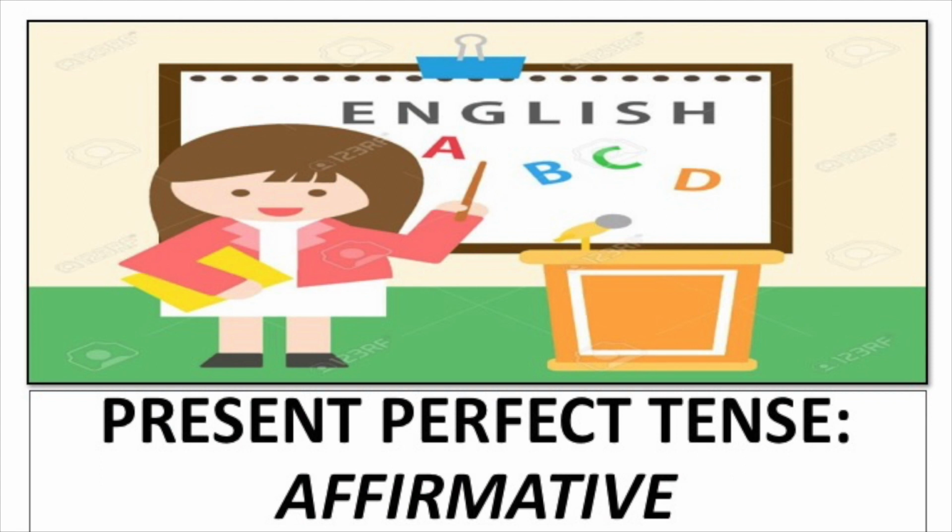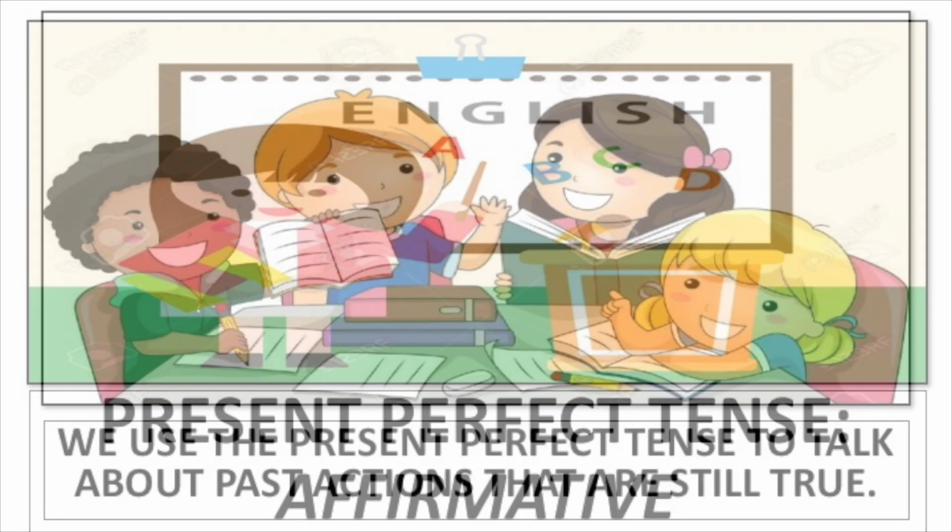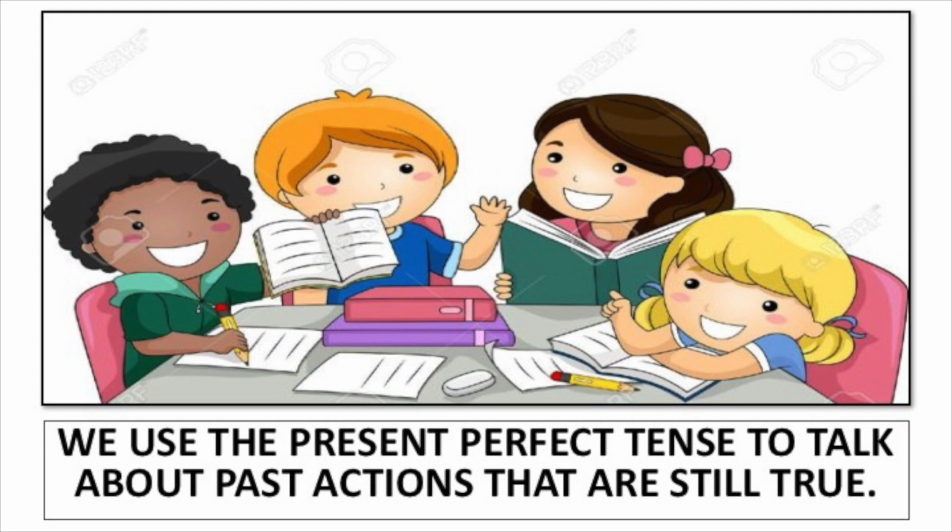So let's take a look at our PowerPoint presentation about present perfect tense, affirmative. Now what affirmative means is things that have happened. If we do something, we describe it with an affirmative sentence. And this is how we're going to begin practicing the present perfect tense today. We use the present perfect tense to talk about past actions that are still true.